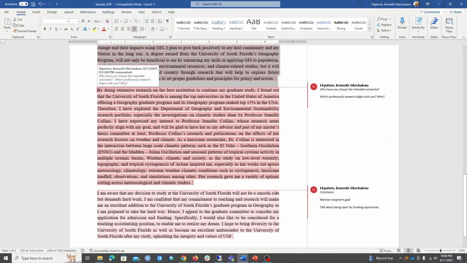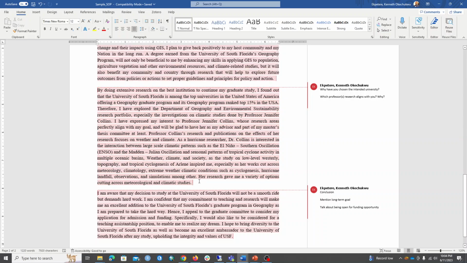It's important to mention why you chose that university, the one you want to apply to, not the undergraduate one, but the one you're applying to. And what professors have you identified? And why did you choose those professors? Is it because their research is aligning with your interests? Why? You have to answer that question in this paragraph.